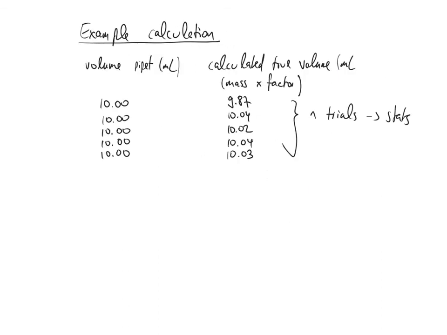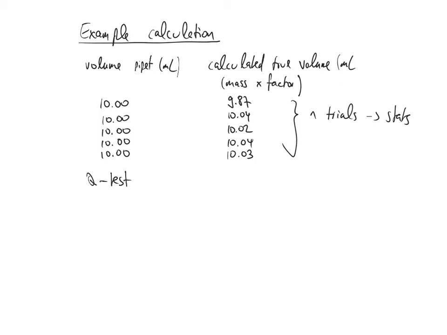Let's have a look at an example calculation for a volumetric pipette. So here we have a 10 milliliter volumetric pipette. We pipetted 10 times into an Erlenmeyer flask. We got the mass before and after and subtracted them. And then we multiplied the mass by the factor. So all this work is not shown. But here are the 5 volumes: 9.87, 10.04, 10.02, 10.04, and 10.03. If you look, that's 5 trials, so you have to do stats. First thing you want to do is a Q-test. So let's do a Q-test first.